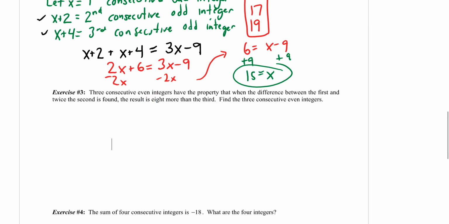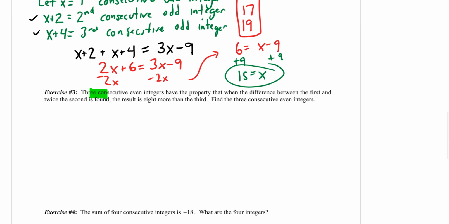Okay. So now I'm going to move on to number 3. Let's go. 3 consecutive odd integers. Or excuse me, we want 3 consecutive even integers. Even numbers. 2, 4, 6.